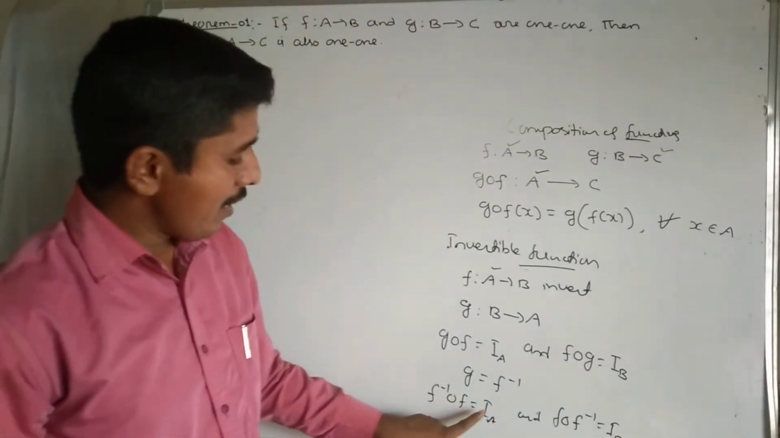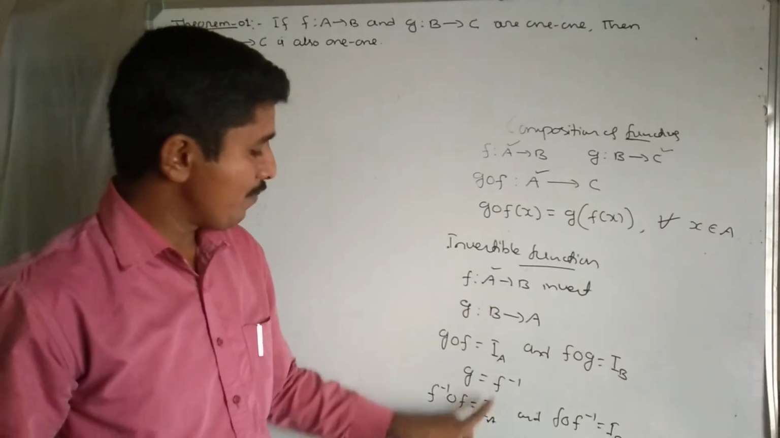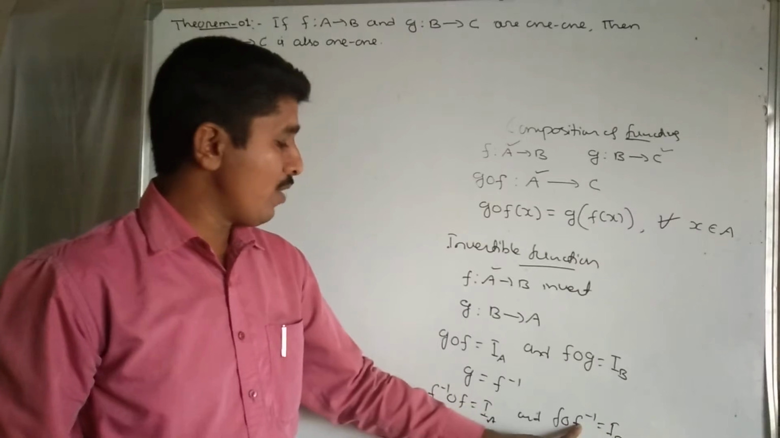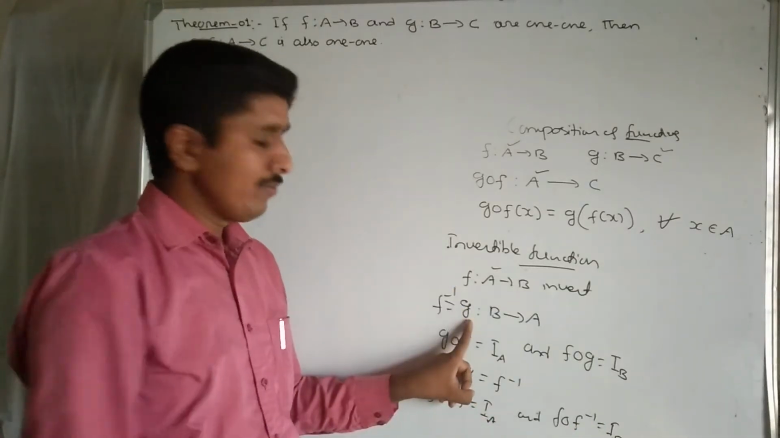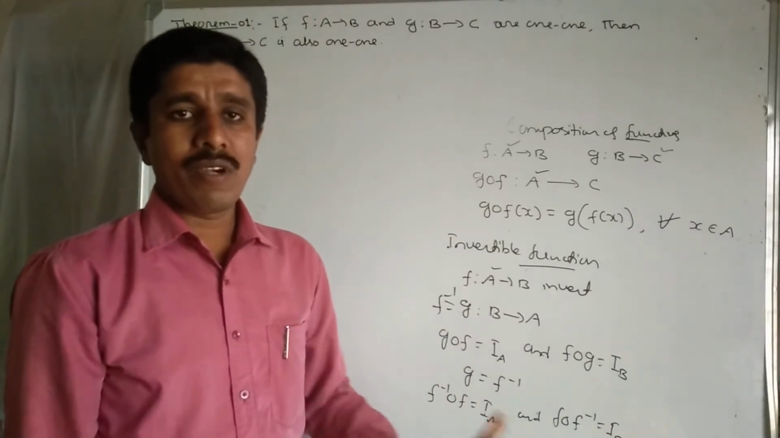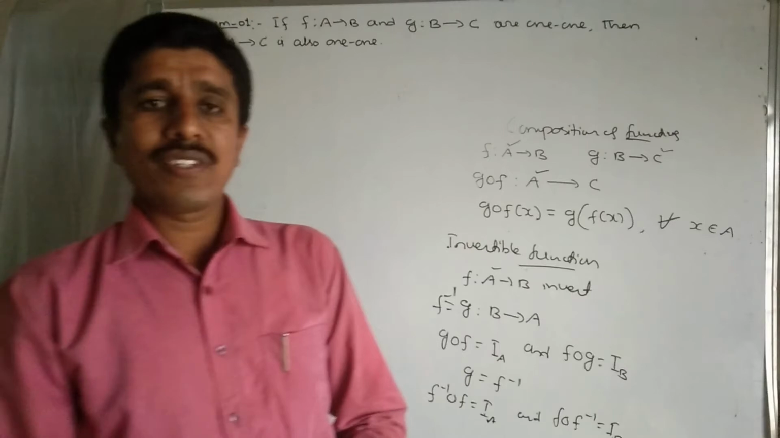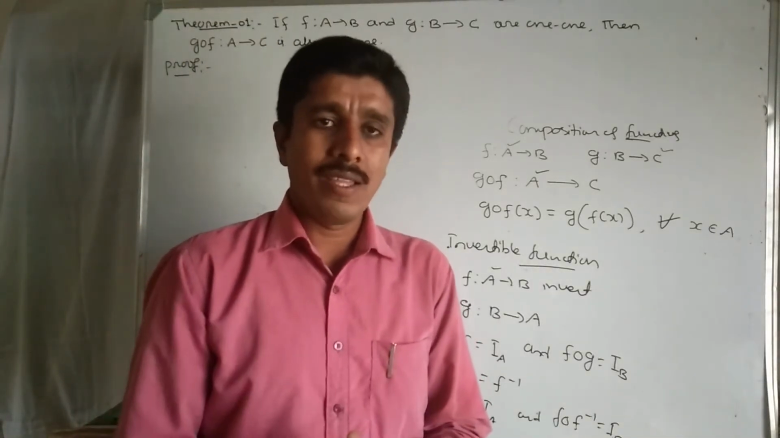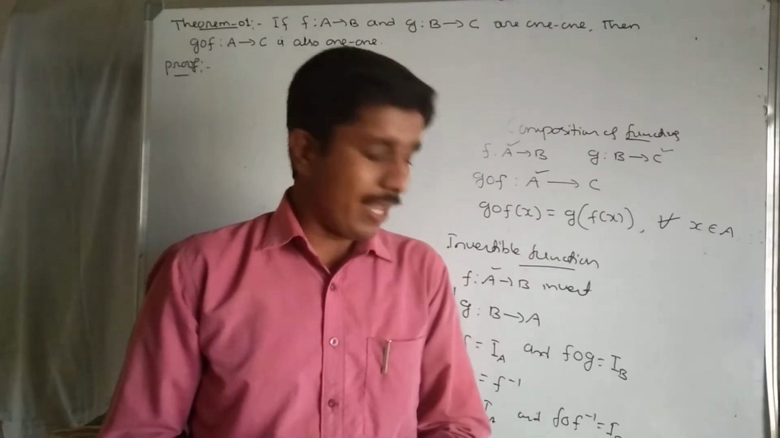Mind it here, the identity function is on the respective domain: for f inverse of f, the domain is set A, I subscript A, and f of f inverse equals I subscript B. F inverse means the g function, with domain B. This is an invertible function. A function is invertible if it is both one-one and onto. If it is invertible, its inverse f inverse exists.